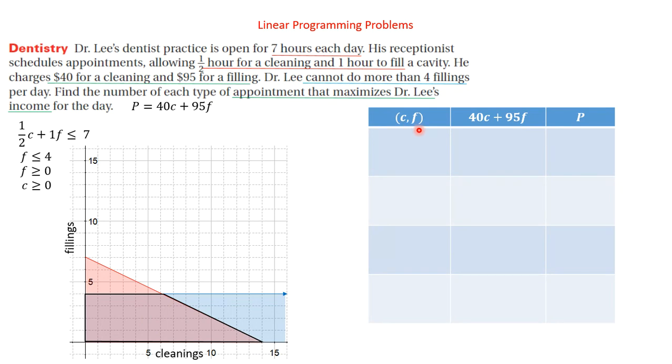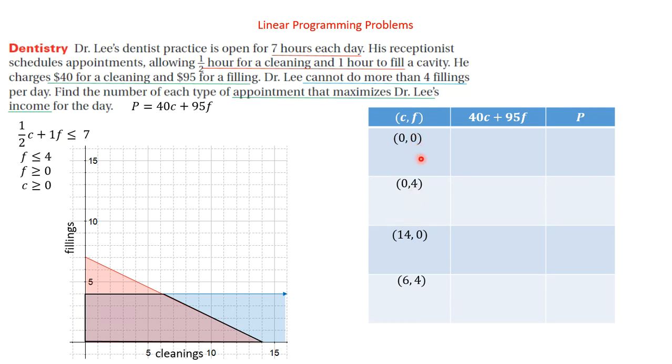So we have C comma F. We have, well, the origin. That's an easy one. And then we have 0, 4, which was the y-intercept here. Then we have the other intercept, which we found when we were graphing it. That was 14. So we have 14 comma 0. And now we just need the intersection point. Well, we know that one of them is F equals 4. So just plug it in. You can subtract to get 3. So 1/2 C equals 3. So C would equal 6. So we have 6 comma 4.